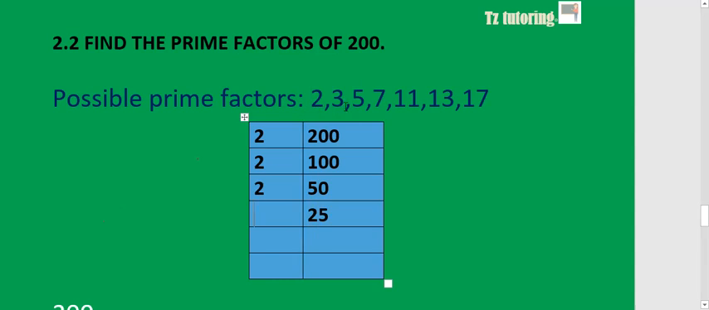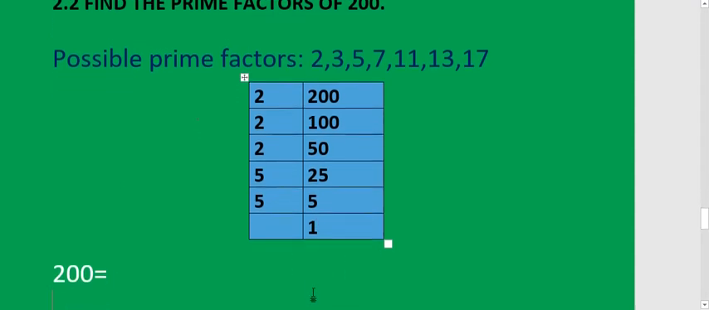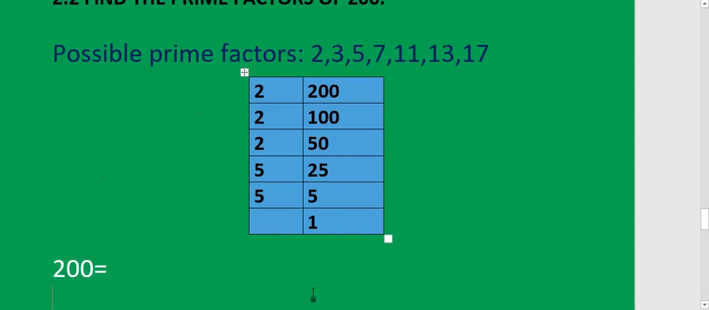And then what's the next prime number? The next prime number is 3. Can we divide 25 by 3? No. Can we divide it by the next one, 5? Yes. So we divide it by 5, and this gives us 5. And of course, 5 we can divide by itself to get to 1. All right. Remember, when we do this table or the ladder method, you only stop when you get to 1. Okay, so we stop there because we've arrived at 1. Okay, and as you can see, those would be the prime factors of 200.